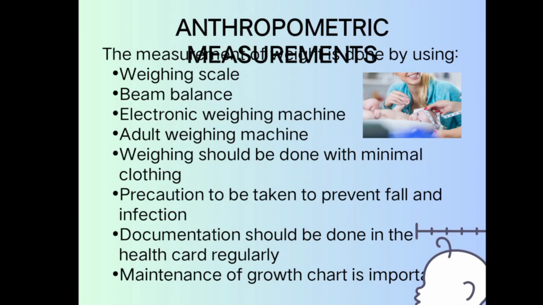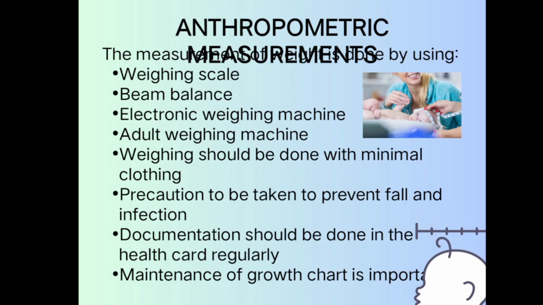Next is anthropometric measurements. Anthropometric measurements means we'll check the weight of the child by weighing scale, beam balance or electronic weighing machine, for the child and the adult. When we are checking the weight of the child, minimum clothing should be there. If they are wearing so many boots and coats, that itself will be about half to 1 kg. So we have to avoid that. We have to teach the caregivers that minimal clothing should be there. And after doing that, proper documentation should be done, and we will see that their health card is being properly maintained or not.